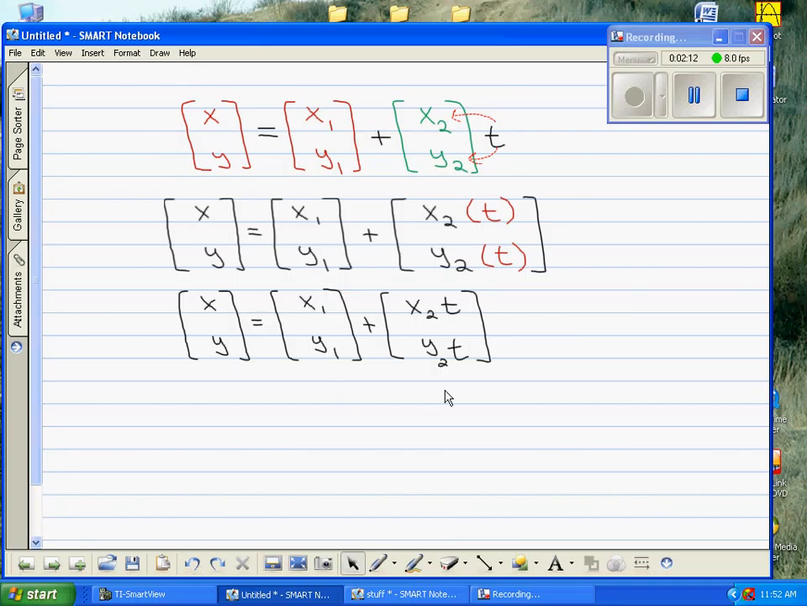plus x2t, y2t. Now to write the parametric form of the equation, I separate my two components into two separate equations. My first component is the x component, so x will equal x1 plus x2t. The y component will equal my y components of the vector, so y is equal to y1 plus y2t. And this is what we call the parametric form of an equation.